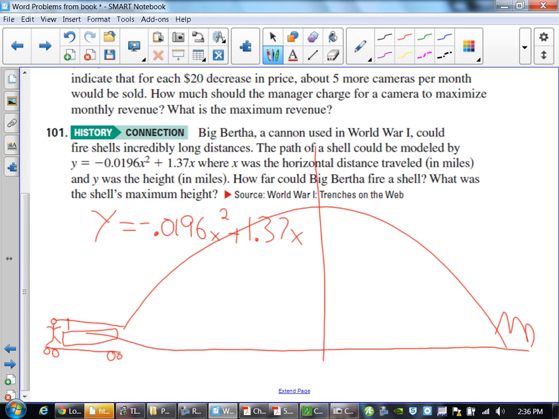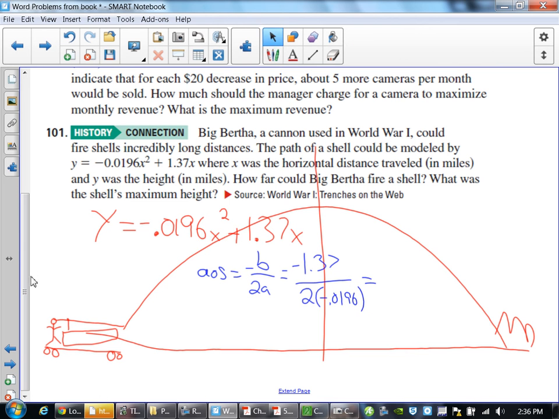Axis of symmetry is the opposite of b over 2a. Well, in this case, it's negative 1.37 divided by 2 times negative 0.0196. And I'm still going to get a crummy decimal. But the calculator does that for me. Use your alpha y equals option to create a fraction bar. You will be less likely to screw up. Trust me, I know.